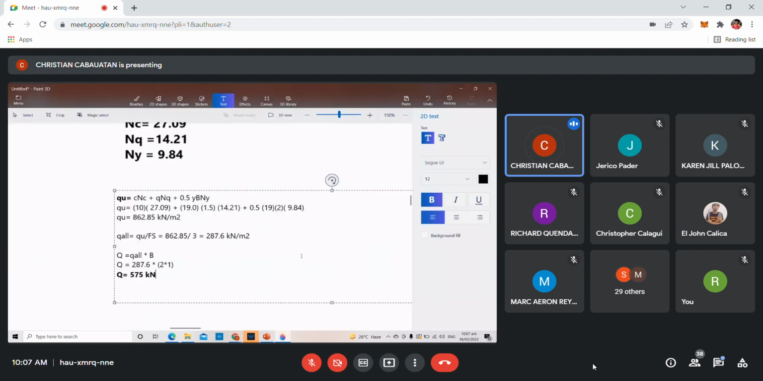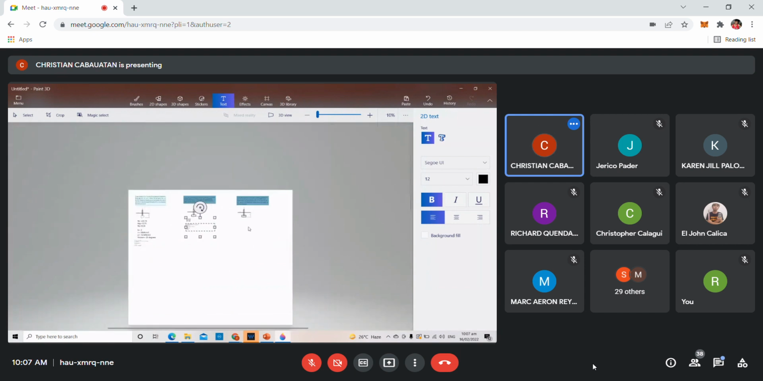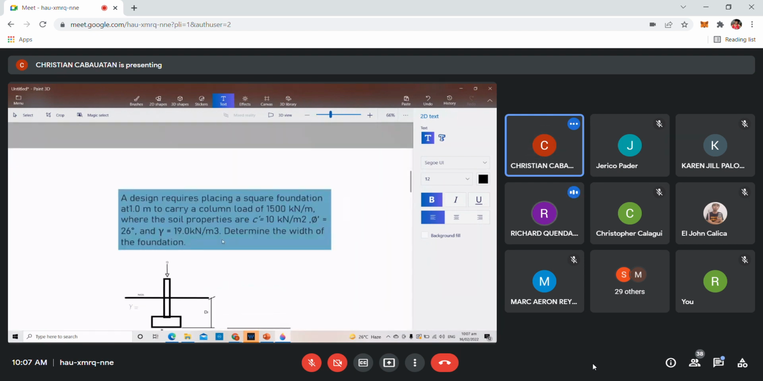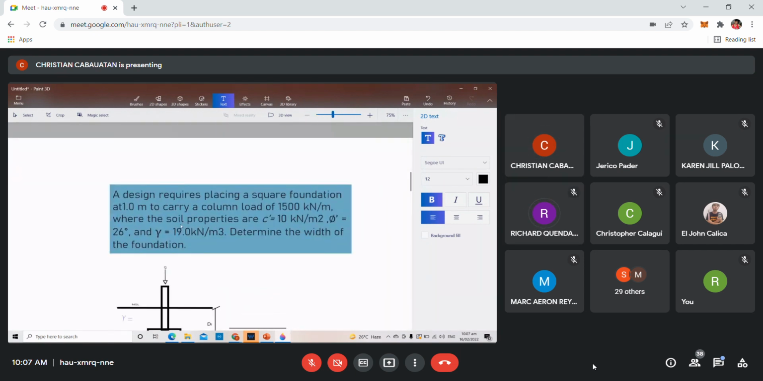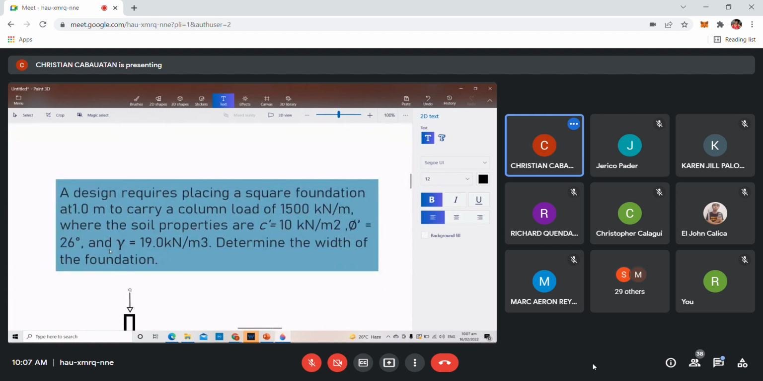Okay? So, we will go na sa third problem. Meron ba? May katanungan doon? Okay. Engineer Ken Dangan, please read the last problem.